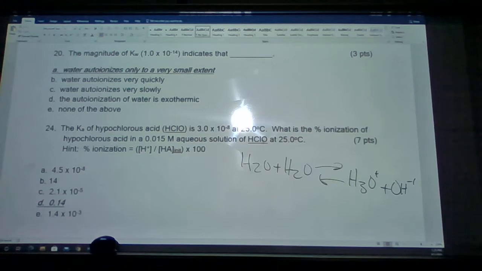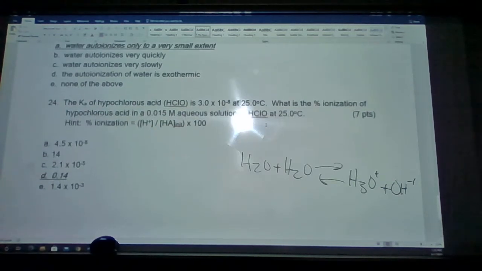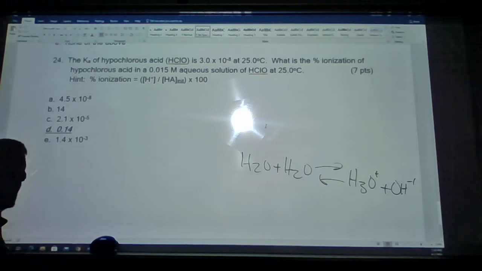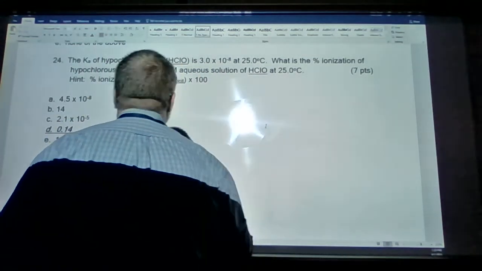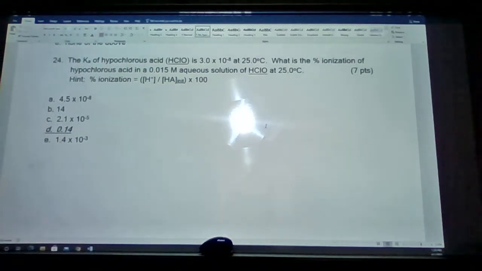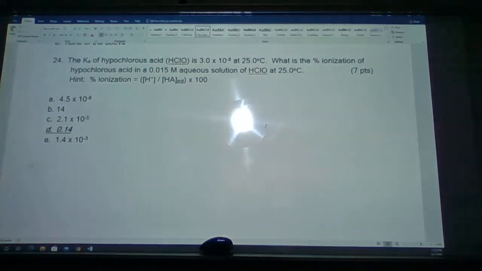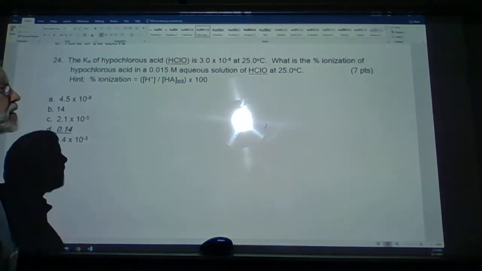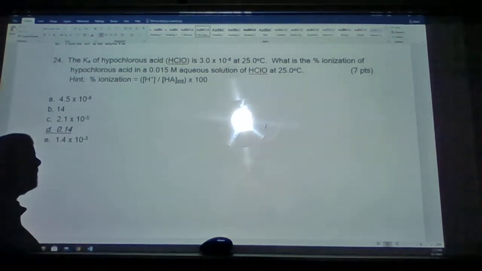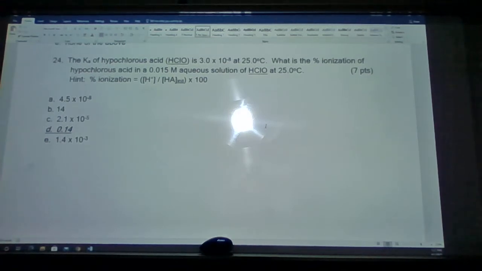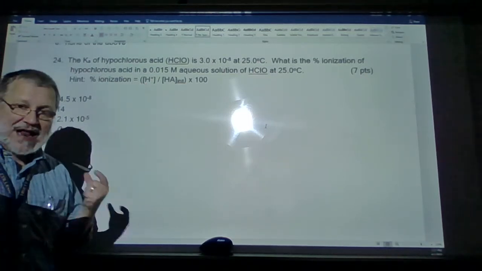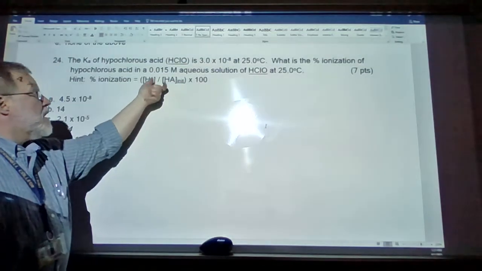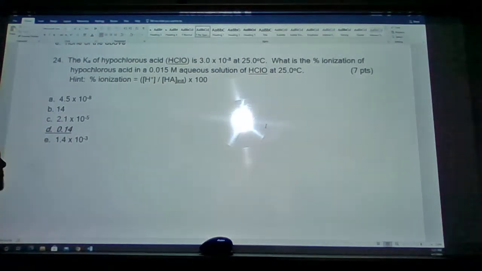That's number 20, and the last one, number 24. The Ka of hypochlorous acid is 3 times 10 to the minus 8 at 25 degrees C. What is the percent ionization of hypochlorous acid in a 0.15 molar aqueous solution of hypochlorous acid at 25 degrees C? Gives you a hint. Percent ionization is equal to the H plus concentration at equilibrium divided by our initial acid concentration.